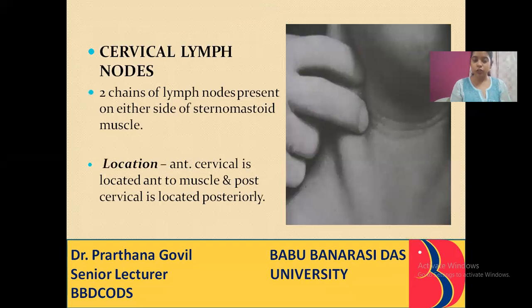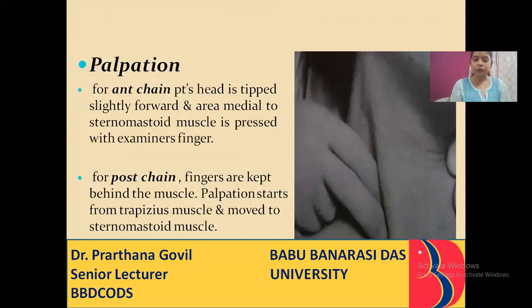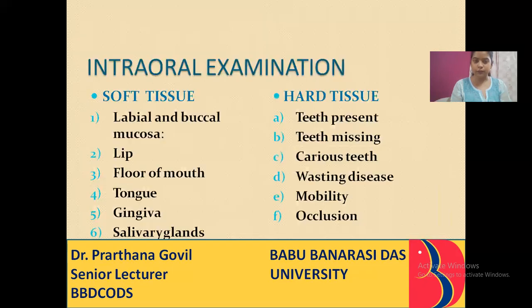Cervical lymph nodes: two chains of cervical lymph nodes are present on either side of the sternomastoid muscle. The anterior cervical chain is located anterior to the muscle and the posterior cervical chain is located posteriorly. For palpation of the anterior chain, the patient's head is tipped slowly forward, and the area medial to the sternomastoid muscle is pressed with the examiner's fingers. For the posterior chain, fingers are kept behind the muscle. Palpation starts from the trapezius muscle and moves to the sternomastoid muscle.